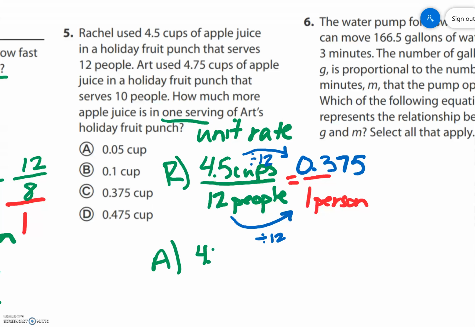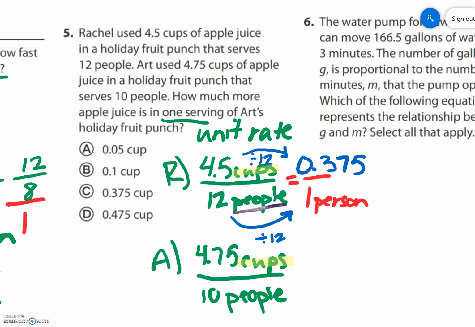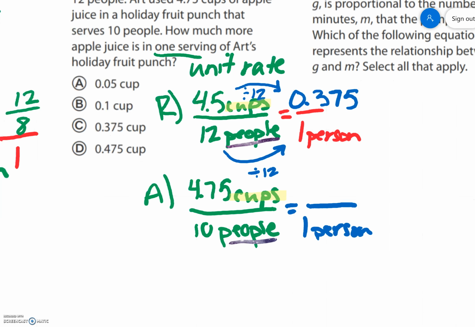He uses 4.75 cups for 10 people. Please pay very close attention. If you've got cups on the top, you got to have cups on the top. If you got people on the bottom, you got to have people on the bottom. Their rates need to match. They need to be equivalent in order to be able to compare them. So we're still trying to figure out how much they have for one person. But this time, to go from 10 to 1, we divide by 10. Whatever you do to the bottom, you do to the top. 4.75 divided by 10 is 0.475.